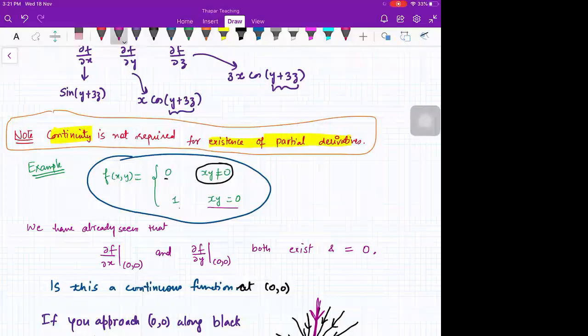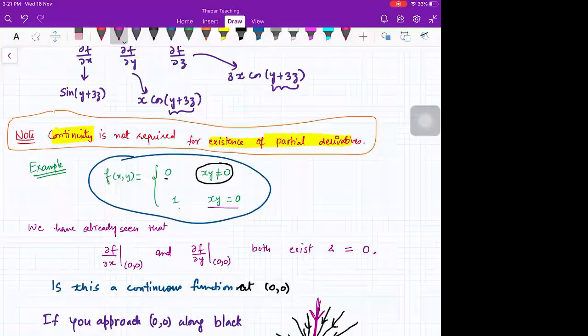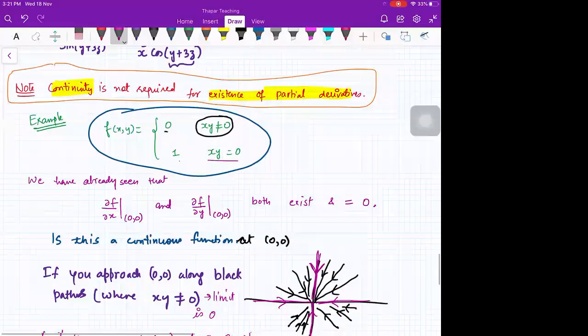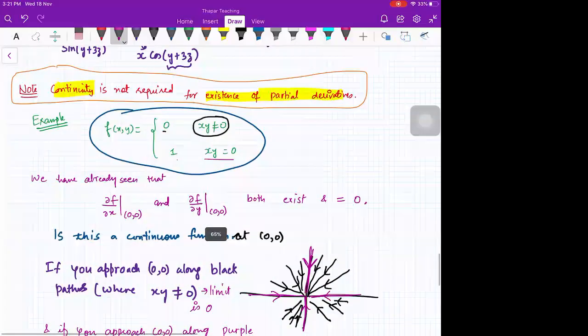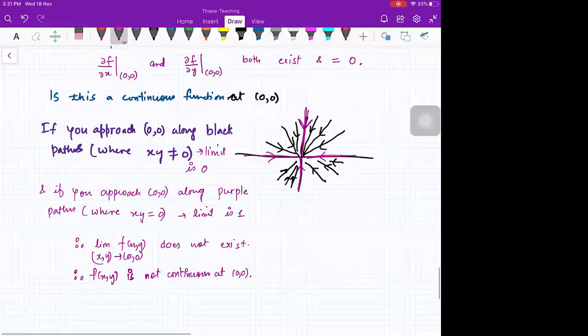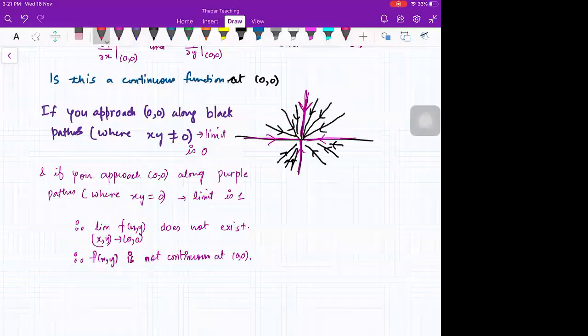Anybody having a doubt? Yes, beta? Ma'am, please scroll down. Sorry, beta? Please scroll down, one minute. Thank you, ma'am. So we will do this last problem.